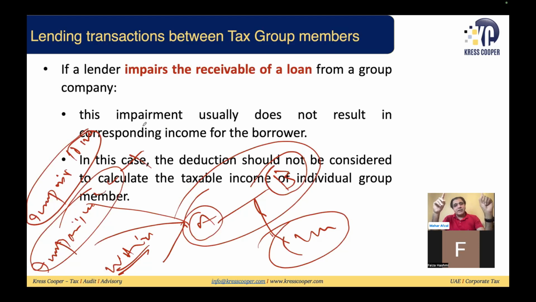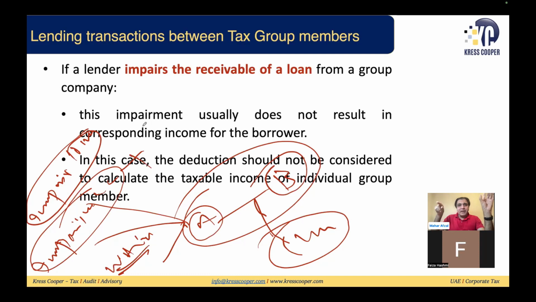The first possibility is impairment of the loan. The second possibility is impairment of the interest. The third possibility is reversal of the impairment of the interest. The fourth possibility is waiver of the loan. These four different situations have been discussed in this guide. The first is impairment of the loan receivable. The law says once A is impairing the loan, it will not have any impact on B. We have already discussed that adjustment will be there only when there is a corresponding income or corresponding expenditure. If A is impairing the loan, it will not have an impact on B.